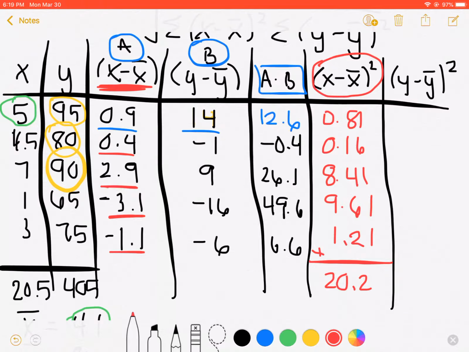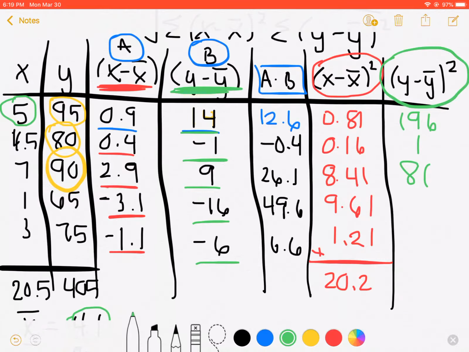Okay, so then what I'm going to do is the same thing with my B column. So we're going to take these numbers here and square them. So I get 196 because 14 squared is 196. And then 9 squared is 81. 16 squared is 256. And then 36. And then we add this column together and you get 570. Okay, lots of work to get to this one answer.